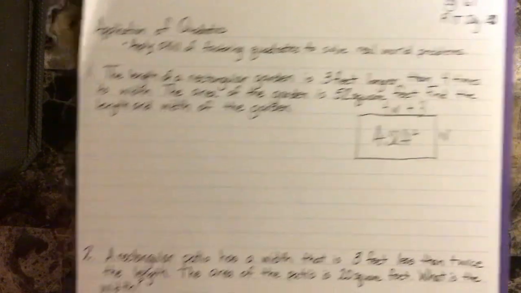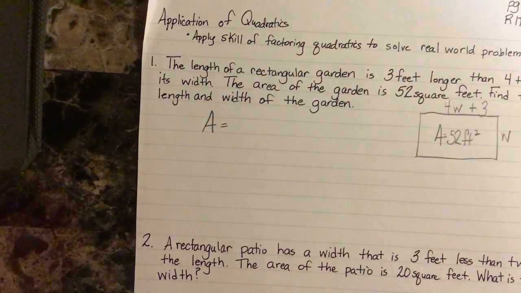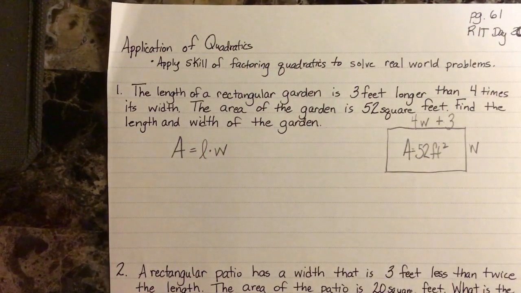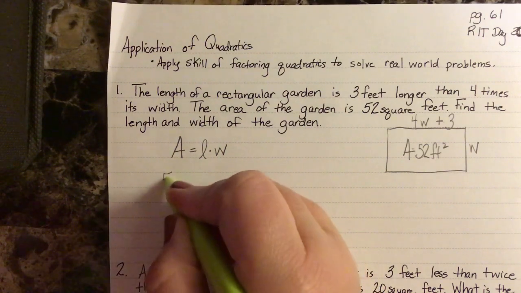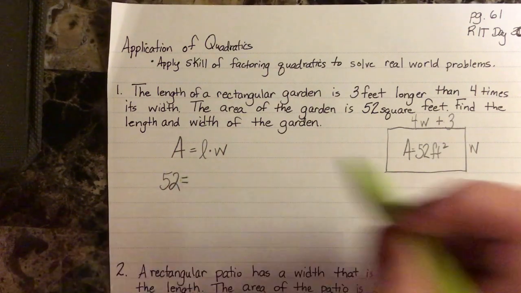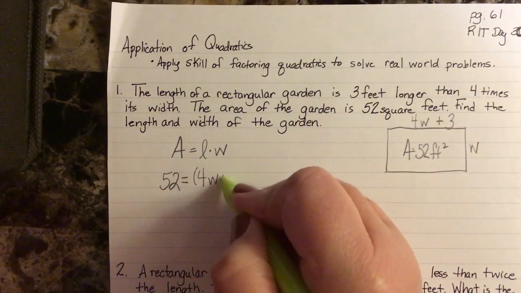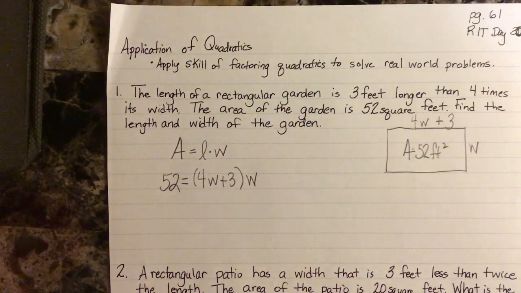My next advice would be to write the formula for area of a rectangle. So the formula is length times width. Fill in what you know for this formula. You know the area is 52. You know the length is 4W plus 3. And you know the width is W.